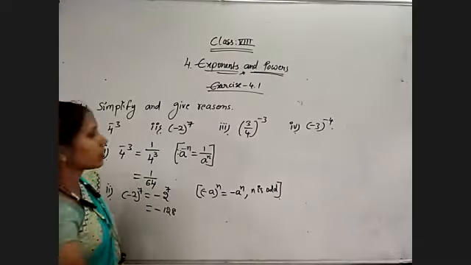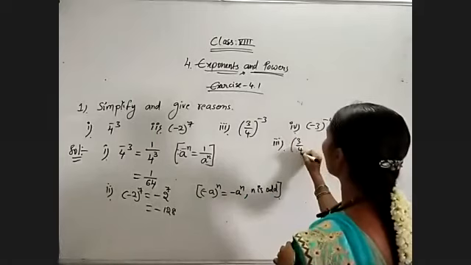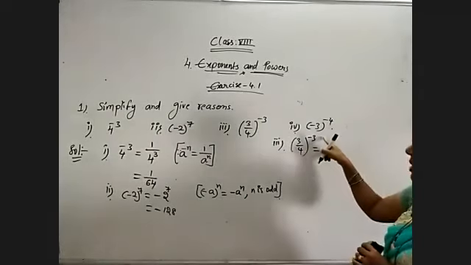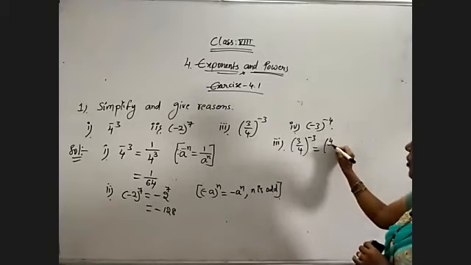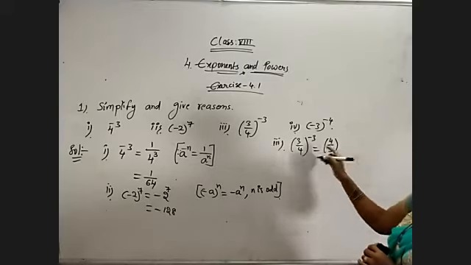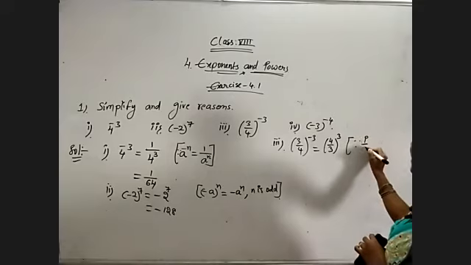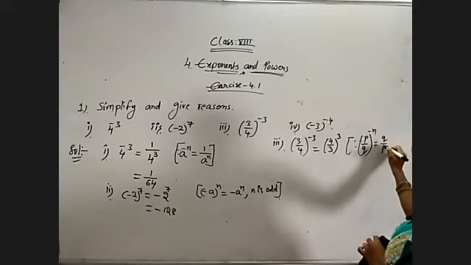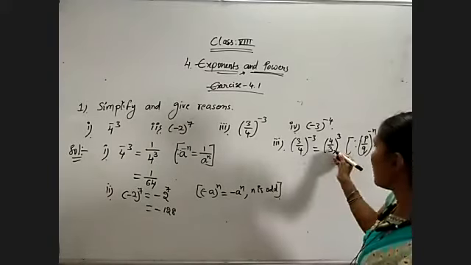Okay. Now coming to the third problem. 3 by 4 whole power minus 3. So it is in which form? 3 by q whole power minus n. What is its simplification? q by 3. Reciprocal of 3 by 4 is 4 by 3. Minus 3 will become plus 3, since we have the relation p by q whole to the power of minus n is equal to q by p to the power of n. That's all.